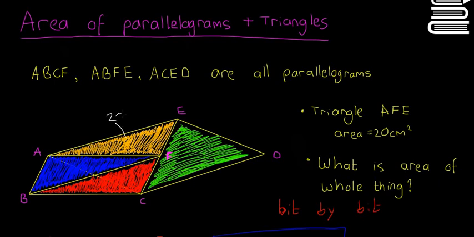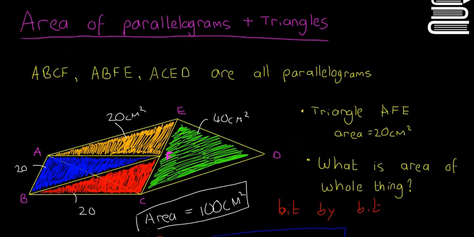So this is 20 centimeters squared, 40 centimeters squared. Again, this is also 20, and this is also 20. So I'm just going to say that the area of the entire thing is going to be 20 plus 20 plus 20 plus 40, which is going to be equal to 100 centimeters squared. So that's the end of this question.